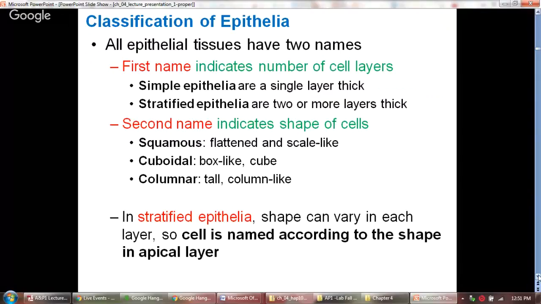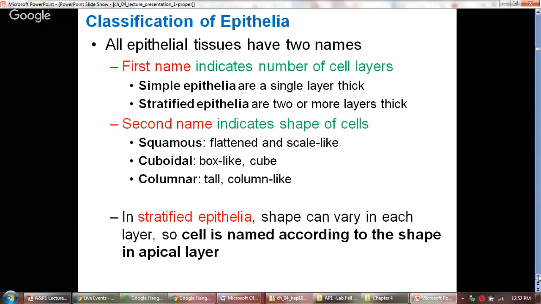The second name is, of course, due to the shape of the cells. There are only three shapes, which is easy to remember. It could be squamous, which is flattened and scale-like cells, it could be cuboidal, which is either box-like or cube-shaped cells, or it could be columnar, which is tall or column-type cells.